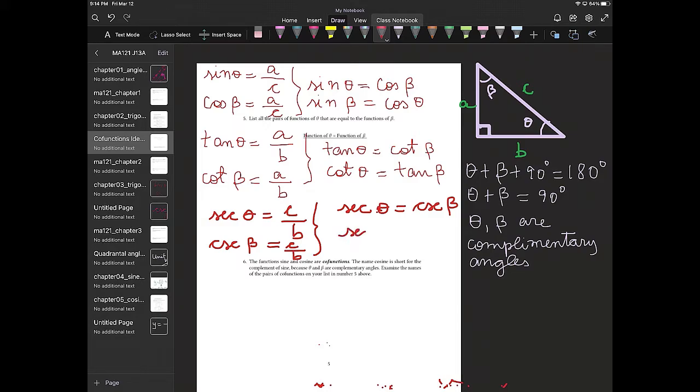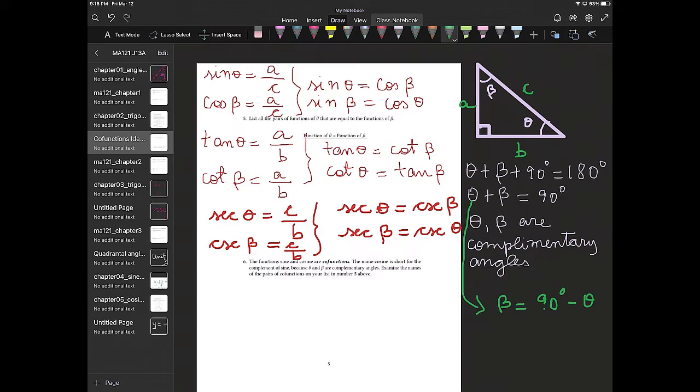Secant of angle beta is equal to cosecant of theta. Now we can rewrite these trigonometric relationships in terms of a single angle. Because the sum of theta and beta is equal to 90 degrees, we can describe beta as 90 degrees minus theta.